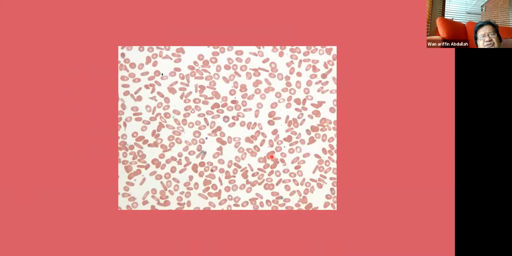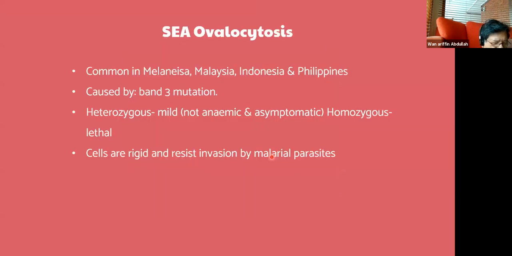So ovalocytosis is also called SEAHO, S-E-A-H-O, Southeast Asian Hereditary Ovalocytosis. One interesting problem is it can cause a renal problem called renal tubular acidosis. Yeah, but again, it is very rare. There's no need for you to know about it, but you should know it as a classification of anemia.